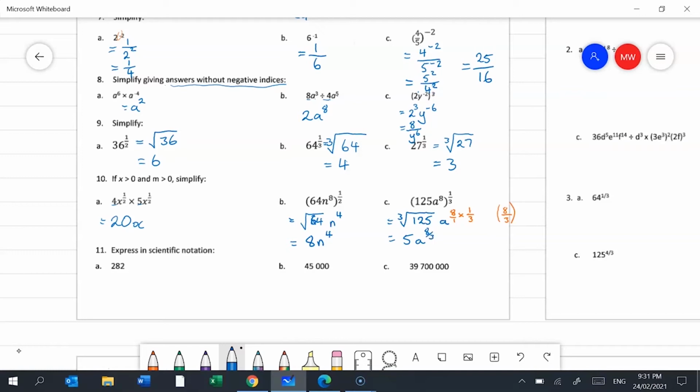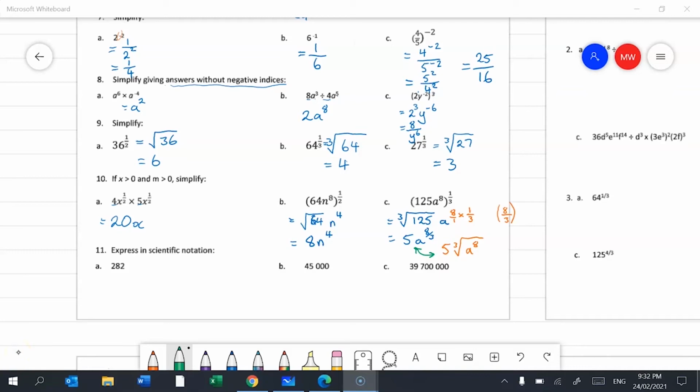And remember that if we wanted to write this in a surd form, the other way that we could answer this would be 5 outside of the cubic root of a to the 8, okay? So we might just say that either of these answers would be appropriate, okay?